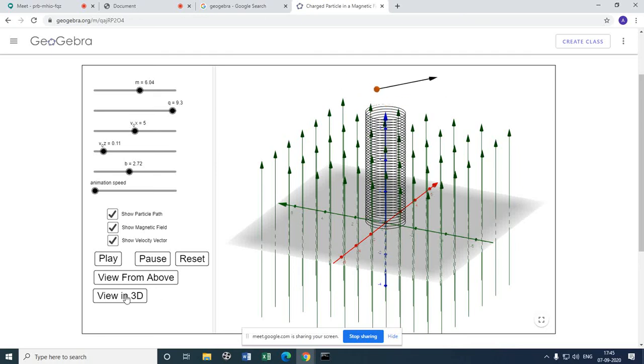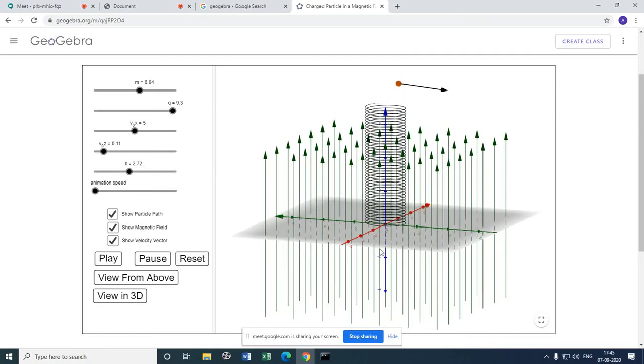Very nice. So we can see this in 3D also. This is the 3D explanation. Reset. Let me play it. Here it is going. Now you cannot move it.